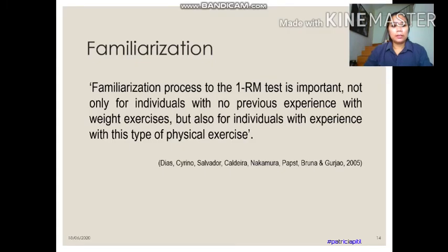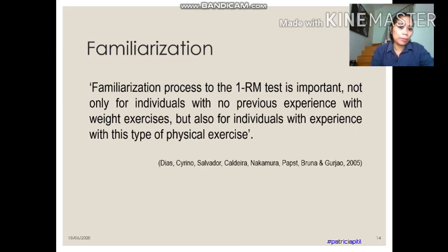Okay. So even though this journals in 2005 being conducted, they said familiarization is very important. It's not only for those who are never doing the exercise, never go for exercise. Even the experienced individual with testing or exercise also needs familiarization. They test this study with 1RM. 1RM session 1, 1RM session 2, 1RM session 3. It seems like at the third times or the fourth session of 1RM, the result is stable.